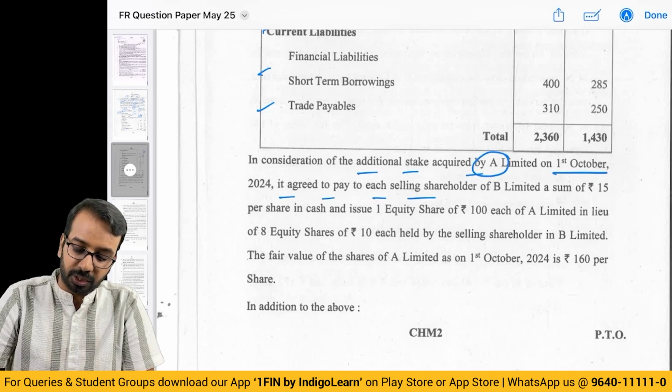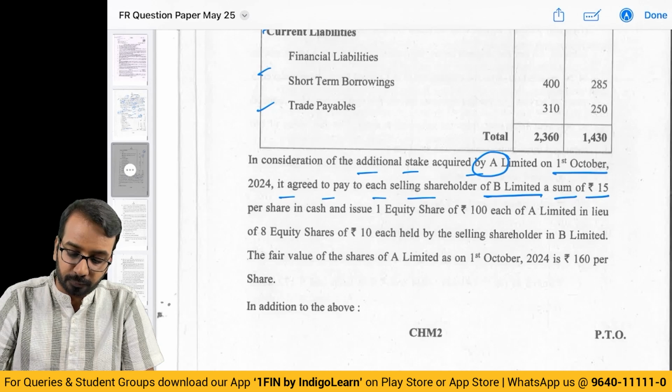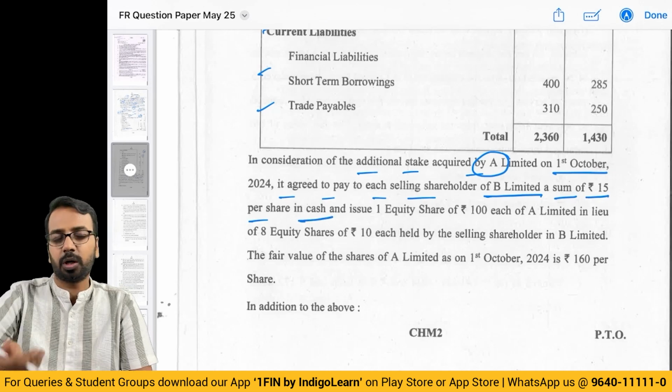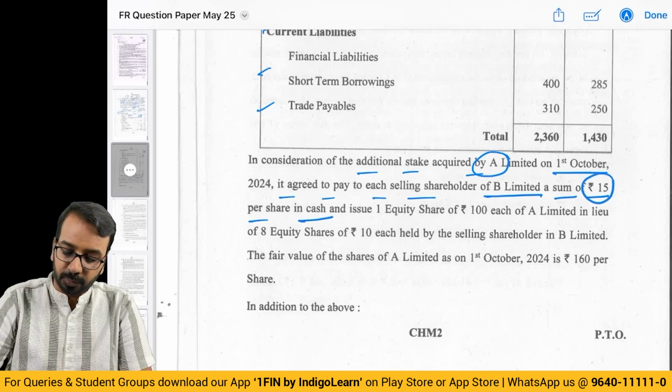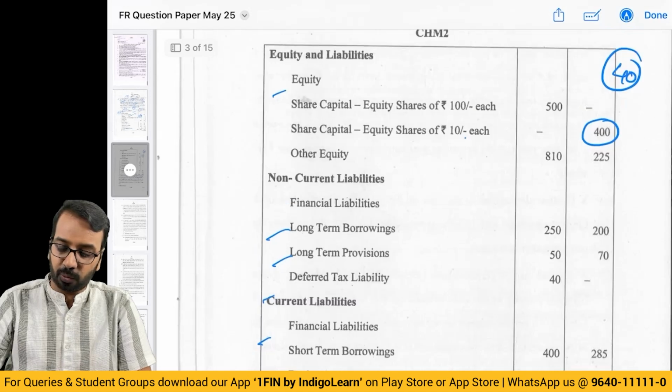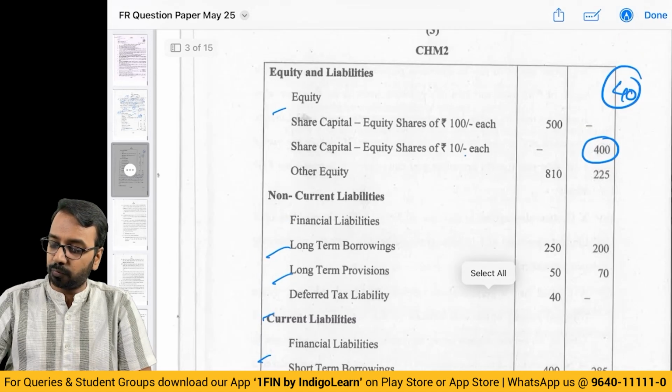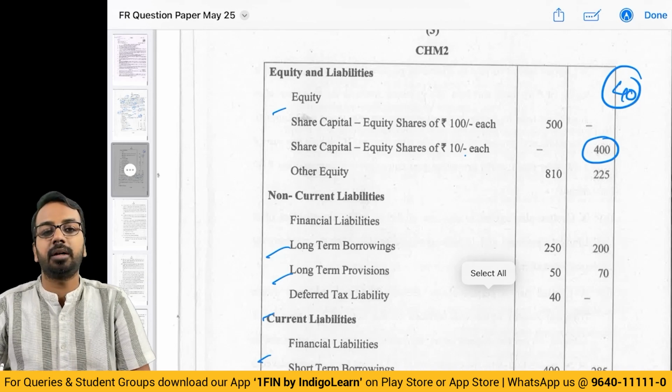Then, in consideration of the additional stake acquired by A Limited on 1st of October, it agreed to pay each selling shareholder of B Limited a sum of 15 per share in cash. So, whatever shares you have acquired, you will pay 15 per share in cash. How many shares did we acquire? We acquired 55%. So 400 into 55% becomes 220, into 15 per share, that becomes 330.